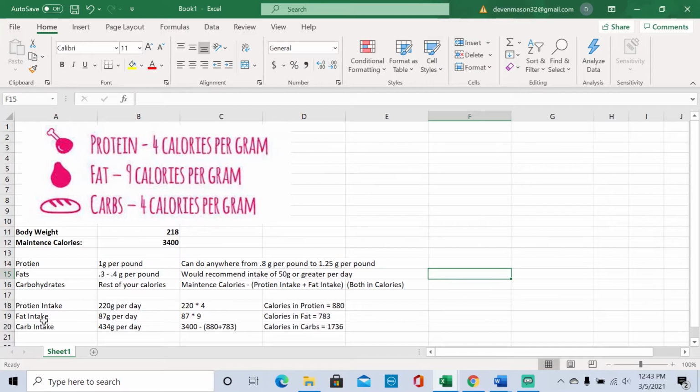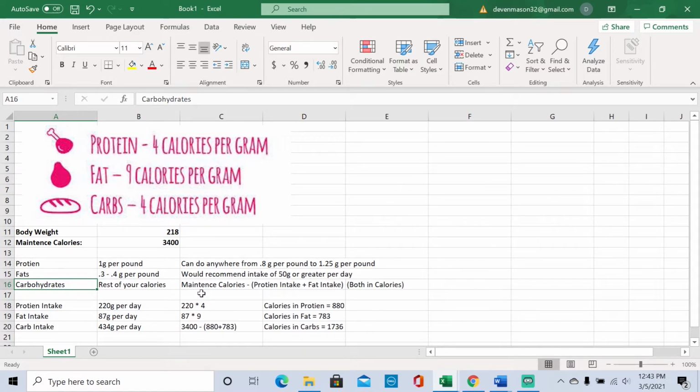The last macronutrient source is carbohydrates. The carbohydrate amount will come from the leftover calories that you have from your proteins and fats. I will go through the calculations down below to really explain this so you guys can have a better understanding. But ultimately, you would take your maintenance calories minus your protein intake and your fat intake added together, both in calories, and subtract that. Then divide that number by 4 to find how many grams of carbohydrates you could have in a day.